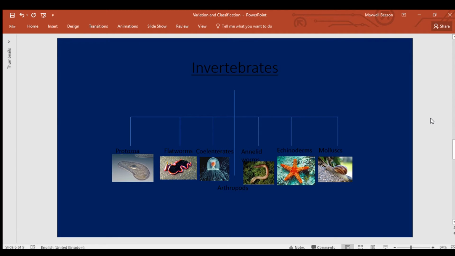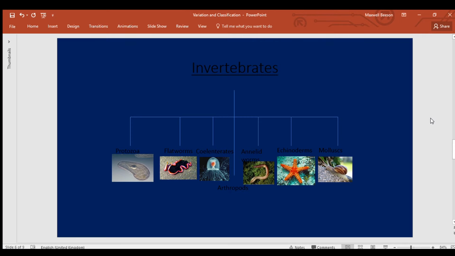Right, invertebrates. There are 7 groups under invertebrates. There's protozoa, which are like bacteria and things like that. There's flatworms, which I actually have a picture up here. Most flatworms are brightly coloured because most flatworms are poisonous, and this is a warning to predators. Coelenterates are things like jellyfish.